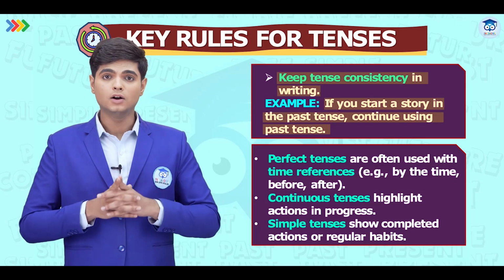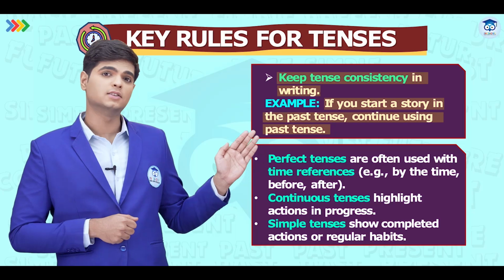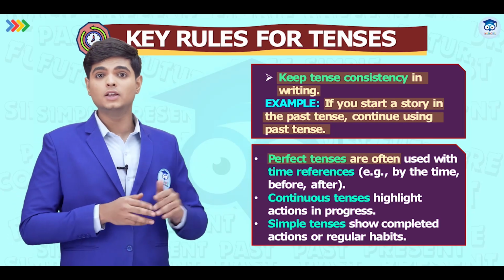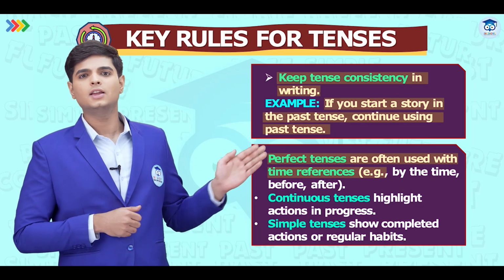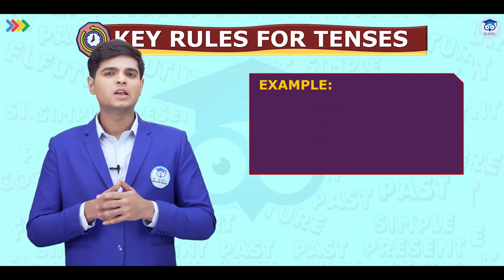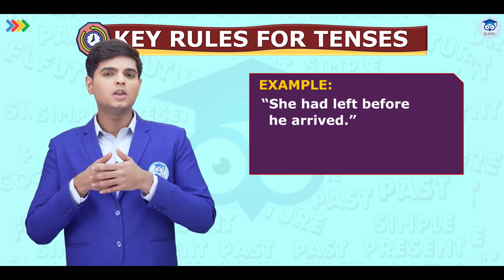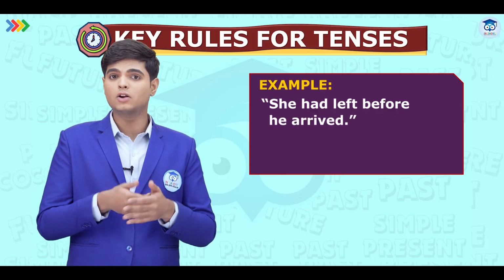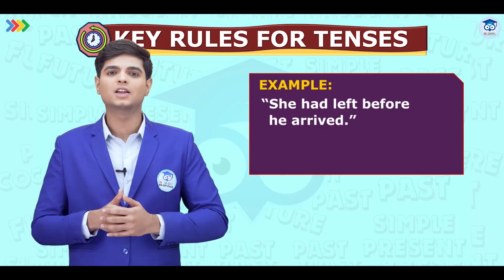Another thing to remember is how we use perfect tenses. These are often linked with time references, like by the time, before or after. For example, she had left before he arrived. Here, before helps define the timing of two different past actions.